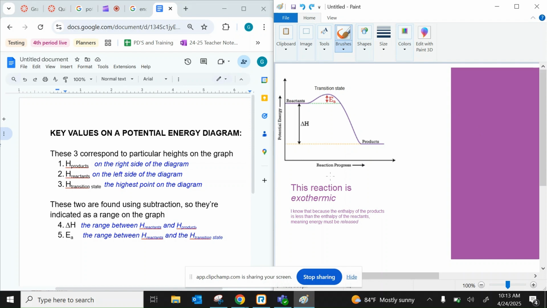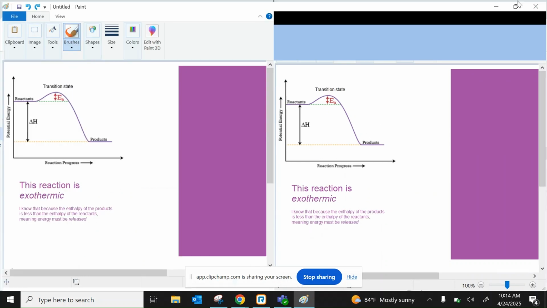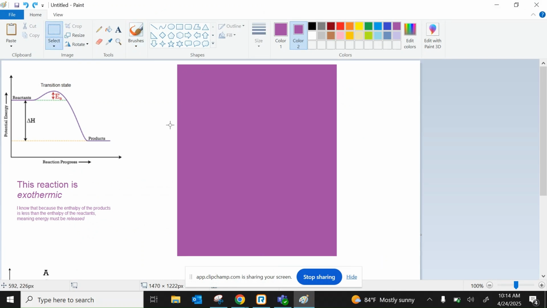And then my 2 ranges that I'm looking for, the first is the enthalpy of the reaction. Again, that's always going to be between my enthalpy of my products and reactants. So in this case, that's going to be a pretty large value because there's a pretty significant height difference between those. And it's going to be a pretty large negative value in this case because my reaction is exothermic. And then my activation energy is going to be indicated by the range between my reactants and my transition state point up here.